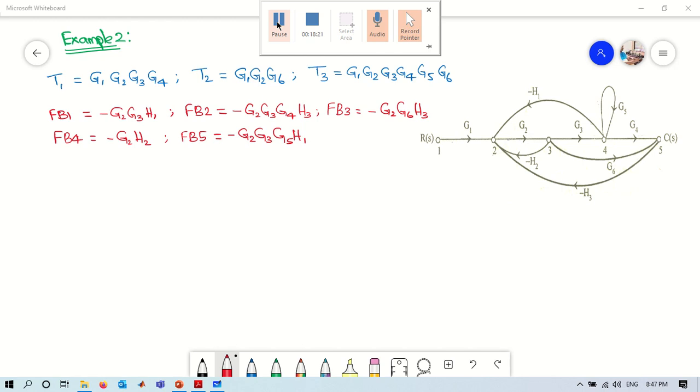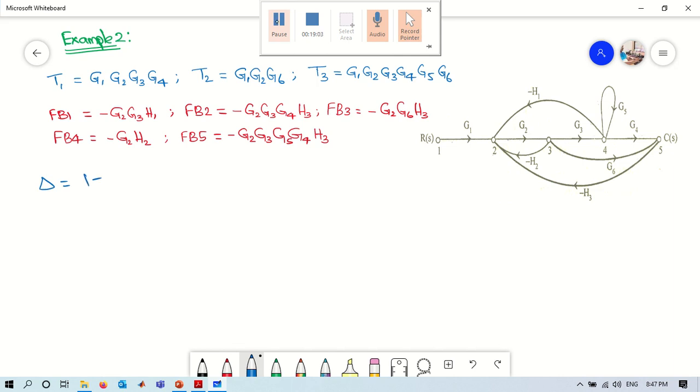So I have this again, G5, G4 and H3. These are all the feedback paths I am considering. Now I need to calculate delta.